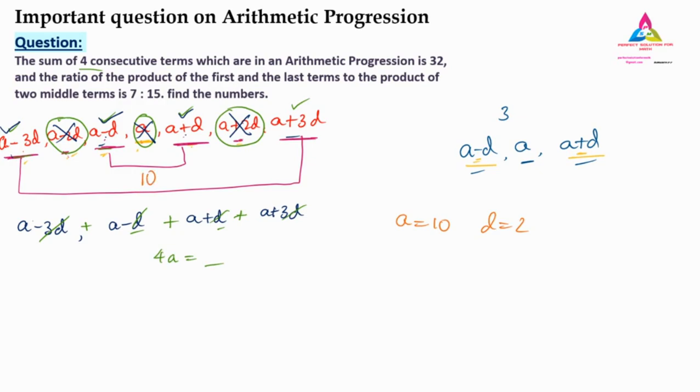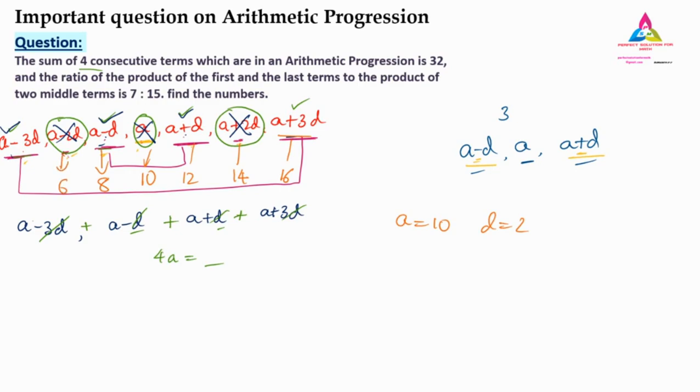Then a plus d means how much? 10 plus d value is 2, no? So 12. Again it will be 14 and it will be 16. If you calculate this, you are going to get the same answer. A minus d: 10 minus 2. 10 minus 2 is how much? 8. This one will be 6.